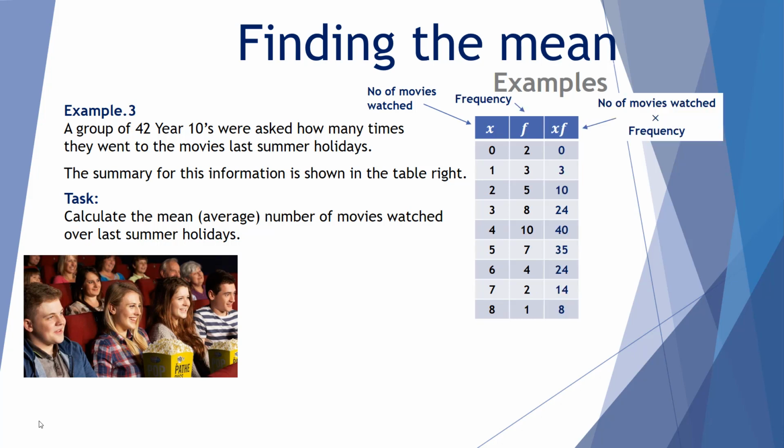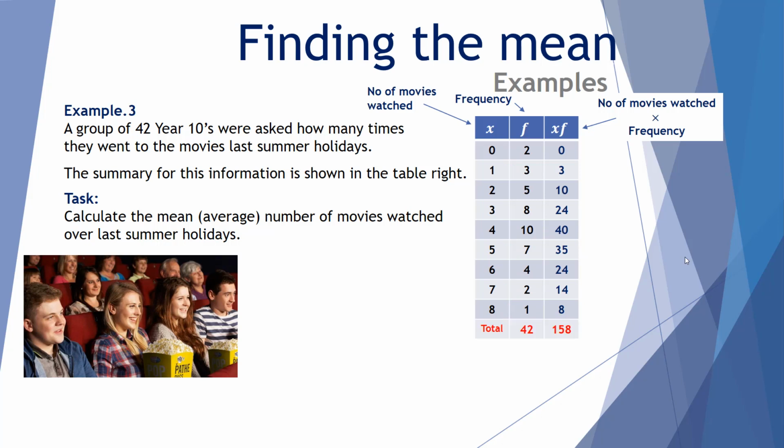You can also include a third column, the XF, which is multiplying the X and the F. So that tells me there are 2 students that have watched no movies, that's a total of 0 movies watched. 3 students that have watched 1 movie, that's a total of 3 movies watched. 5 students that have watched 2 gives us an addition of 10 movies watched. 8 students that have watched 3, in total that's 24 movies watched. 10 that have watched 4 for 40, 7 that have watched 5 for 35, 4 that have watched 6 for 24, 2 that have watched 7 for 14, and 1 that watched 8, total of 8 movies.